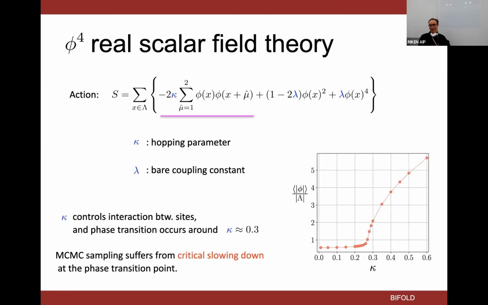And actually, we know that this system has a phase transition at some kappa, which is around 0.26 or 0.27, like in this figure. And typically MCMC sampling suffers from critical slowing down when we need to get samples around this critical point.